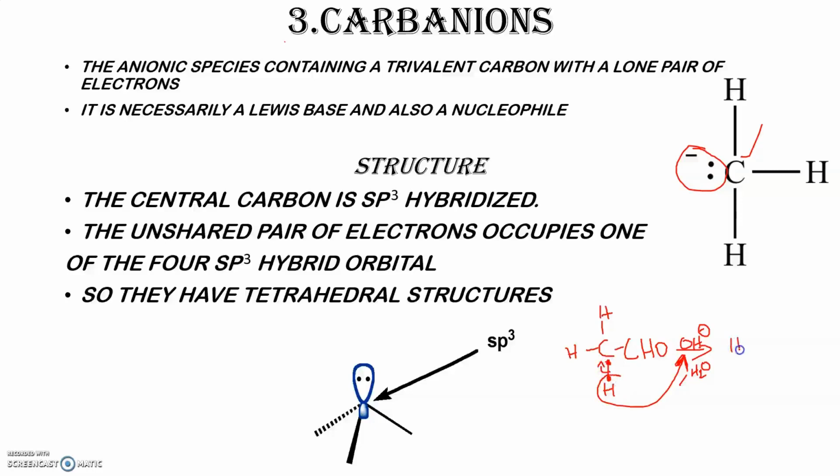So we get a carbanion, CH2CHO, and a lone pair which is represented using a negative sign. So this carbon here is sp3 hybridized, which is represented by carbon in its excited state again. In the s orbital we have 1 electron, and we have 1 electron in each px, py, and pz orbital.